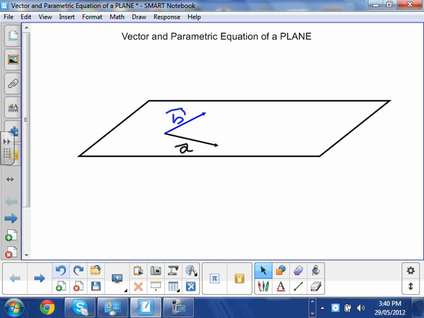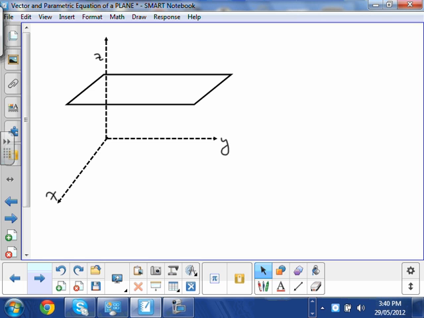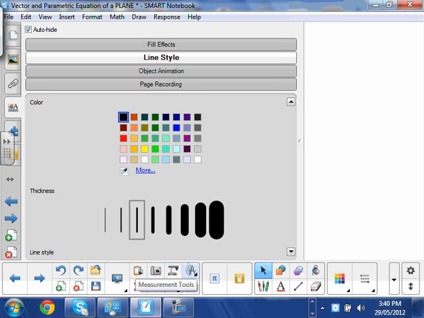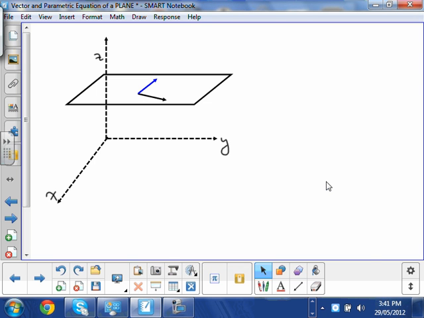Good. Now let's place my plane in the Cartesian plane. So what did I say? I said I need two vectors, A and B. This is vector A, for example, and this is vector B. Those are my two vectors, vector A and vector B. And what I'm going to do, I'm going to make the second one this color. Good. So A is this one, and B is this one.